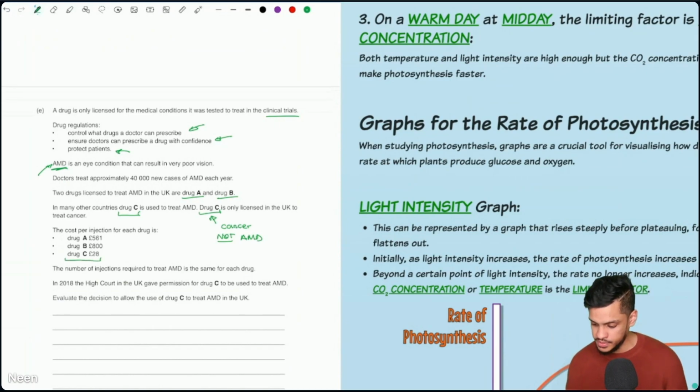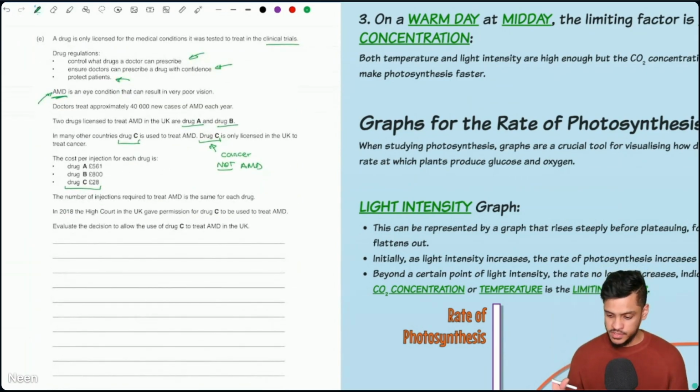Okay, I'm hoping you guys are understanding this question. This is something completely new. They do this every year. They give you something completely new and you've got to figure it out. You don't need to know anything about AMD. They've literally told you in the exam. It says in 2018, the High Court in the UK gave permission for drug C to be used. So this new drug, which we use for cancer, the court has allowed us to use to treat this condition called AMD. Evaluate the decision to allow the use of drug C.